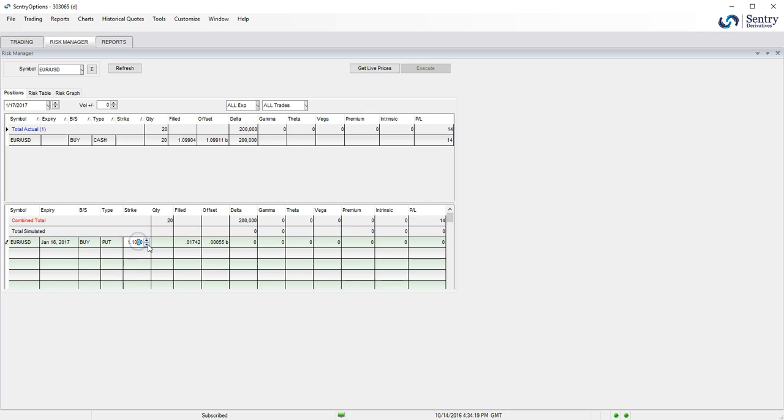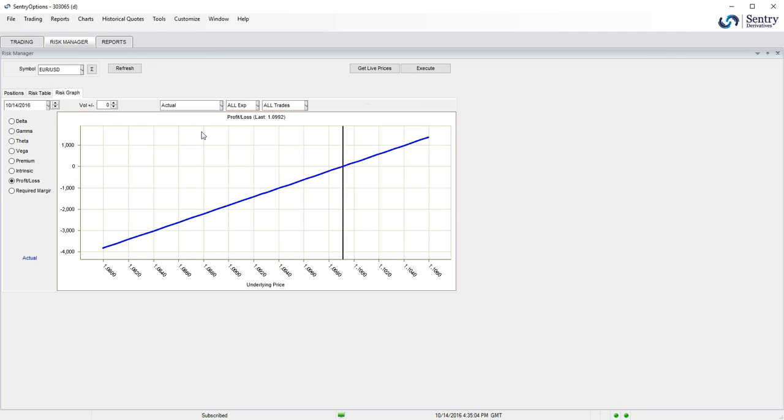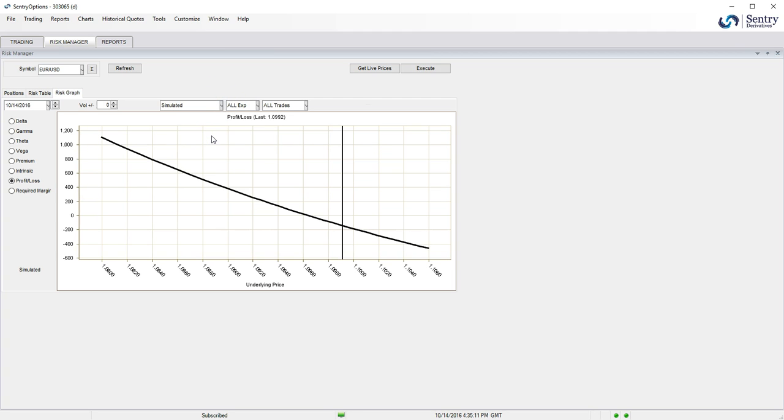Spot's currently at 110. Let's buy a put 2 points below the market at 108. That would cost, go back to today, that would cost us about 105 pips. Let's buy 20. Now let's look at the risk graph. This is our actual position, this blue line. This is our simulated position that says, what if we buy a put?